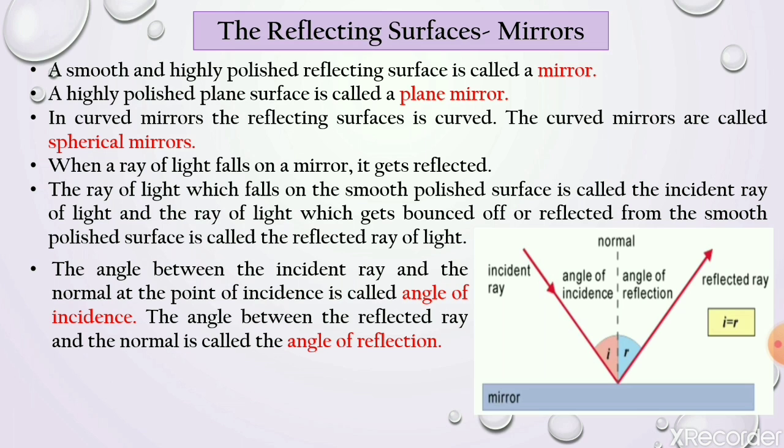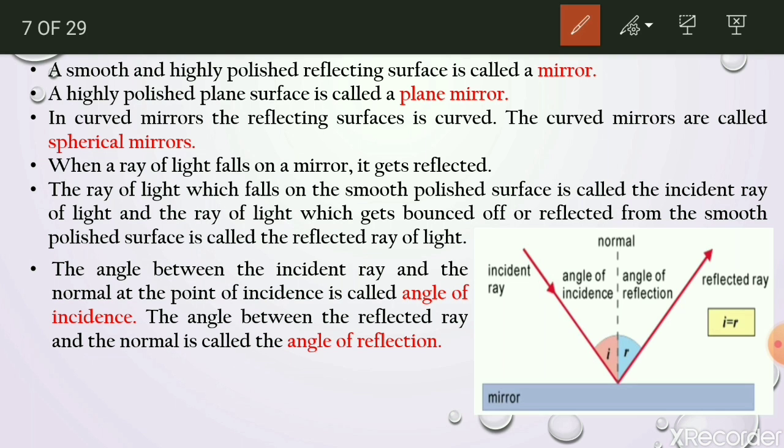Now some terms are there. When a ray of light falls on a smooth polished surface, it is called the incident ray of light. You can see the incident ray in this image. The light ray which falls on the smooth polished surface is called the incident ray, and it is denoted by small i.